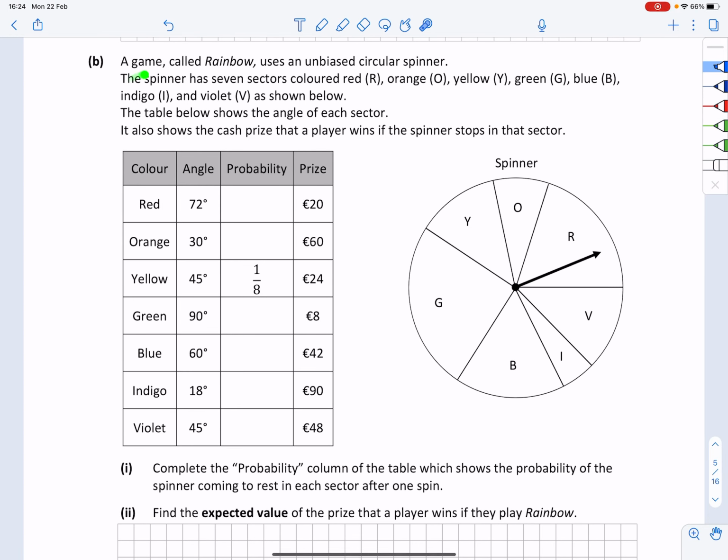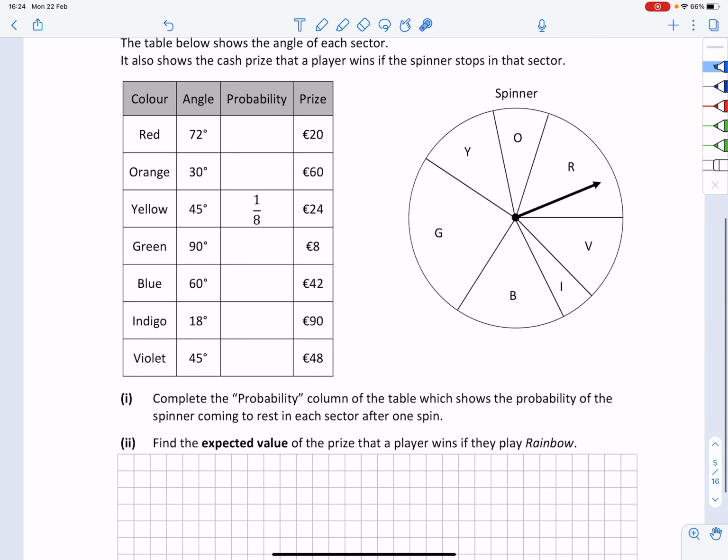In the next question we are told about a game called Rainbow, which uses an unbiased circular spinner. The spinner has 7 sectors: red, orange, yellow, green, blue, indigo and violet, as shown in the diagram. The table below shows the angle of each sector, and it also shows the cash prize the player wins when the spinner stops in that sector. So let's take a look.